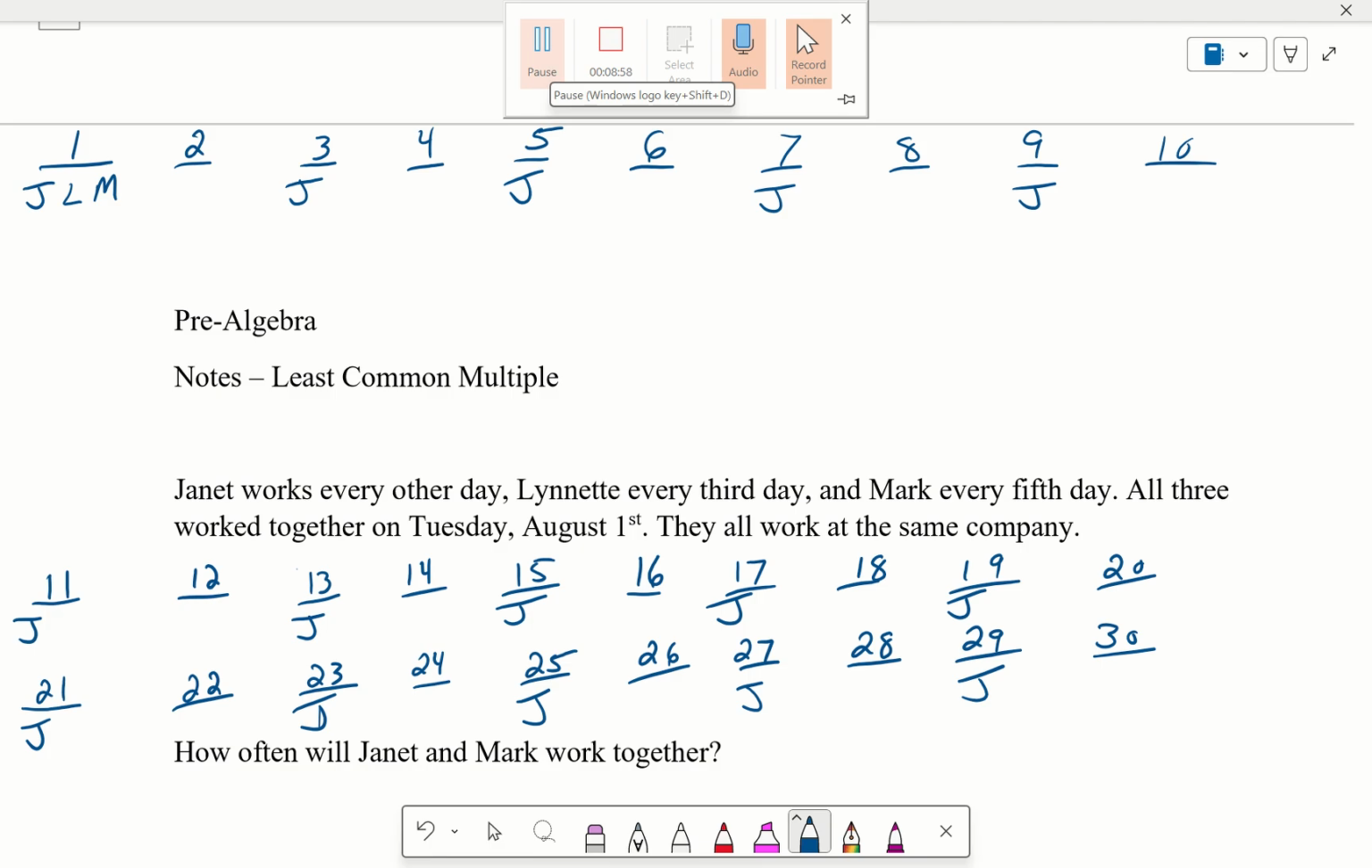Okay, now Lynette worked every third day. So let's do that. I'll do this in red. So here we go. 1, 2, 3. She worked on the 4th. 1, 2, 3. She worked on the 7th. 1, 2, 3. She worked on the 10th.